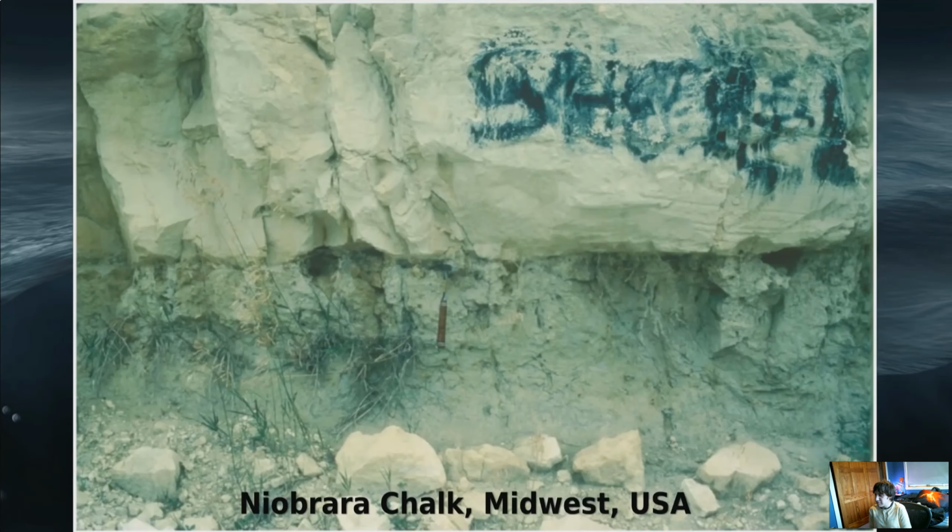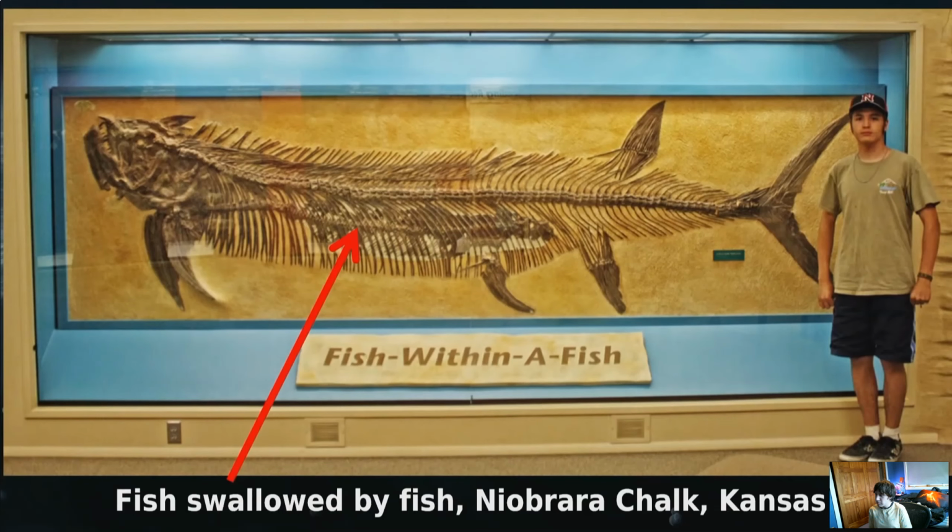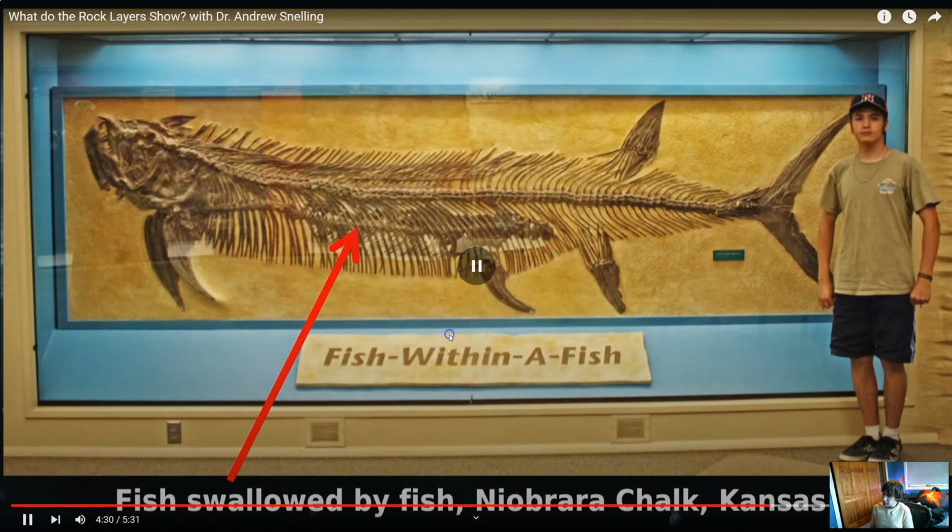Well, if we go to the Niobrara chalk in Kansas, we find it's full of crinoids, perfectly formed crinoids that have to be catastrophically buried. Or this fish didn't get time to digest its... Actually, this fish has a perfectly logical explanation, it probably was eating it and choked and died. The flesh rotted away, and all that remains are the bones. That type of stuff happens sometimes.